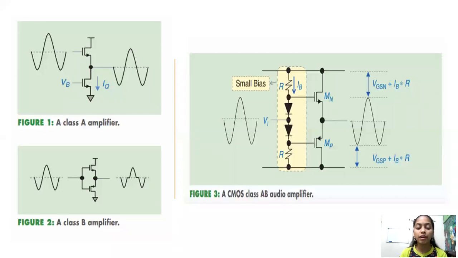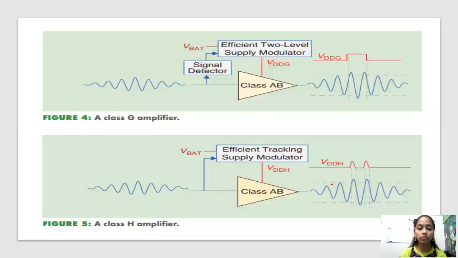Here we can see the figures of Class A amplifier, Class B amplifier, and a CMOS Class AB audio amplifier, and the Class D amplifier and Class H amplifier, which has an amplifier and a signal detector and an efficient two-level supply modulator.